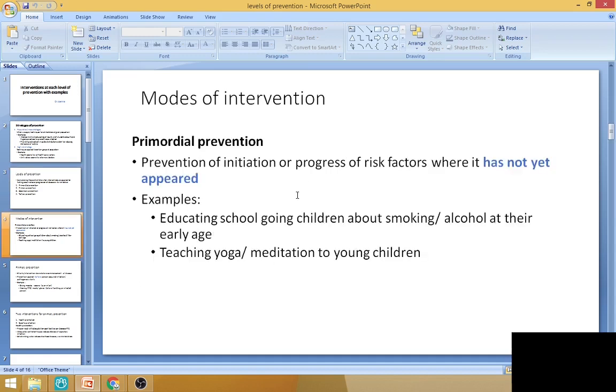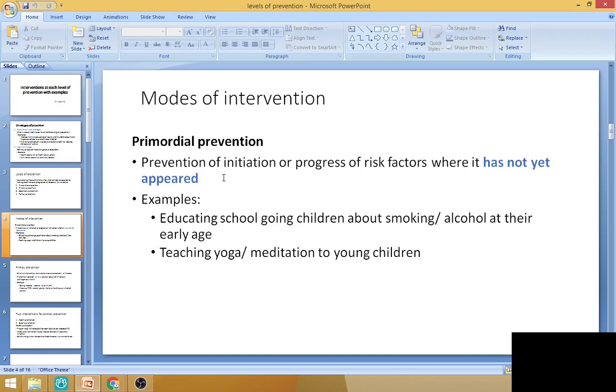Coming to the primordial prevention, first one, when do we apply this? It is applied for the prevention of initiation or progression of a risk factor where it has not yet appeared. That means before the risk factor appears, if you apply the prevention method, we call it primordial prevention. I repeat again, before the risk factor appears, if you apply that particular activity for prevention, we call it primordial prevention. Understood?